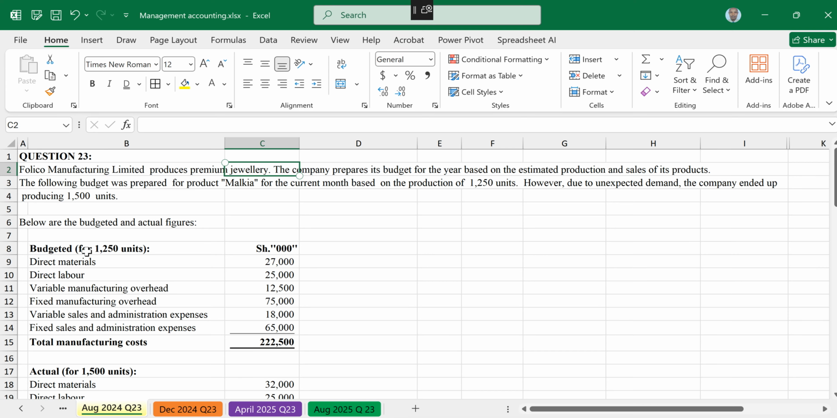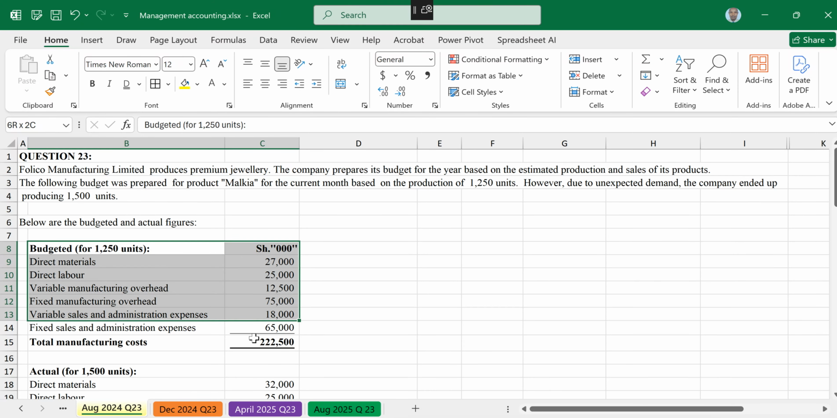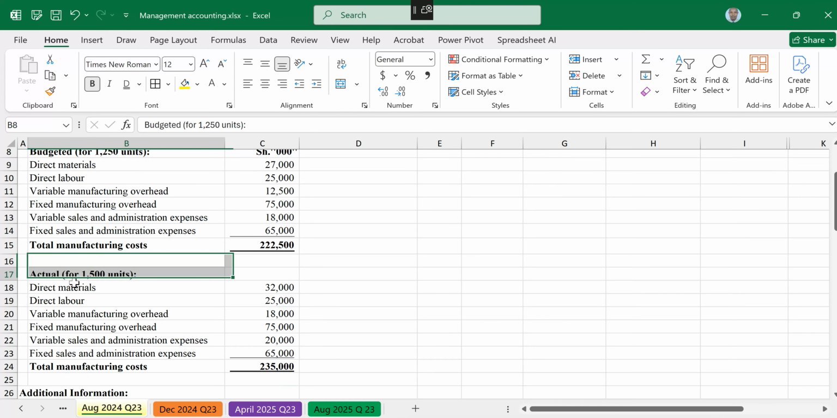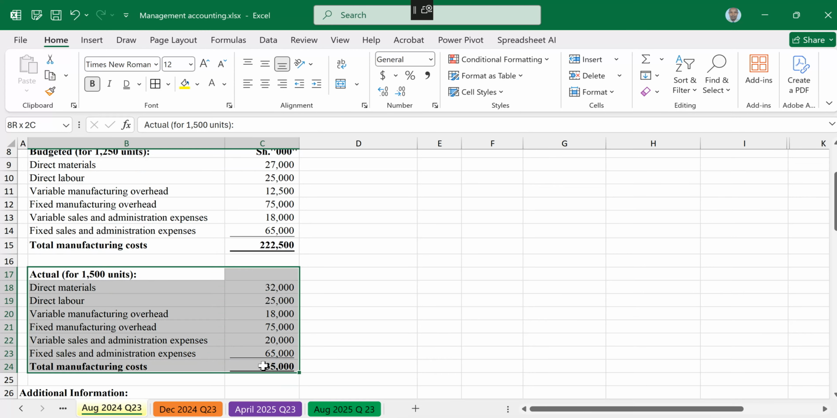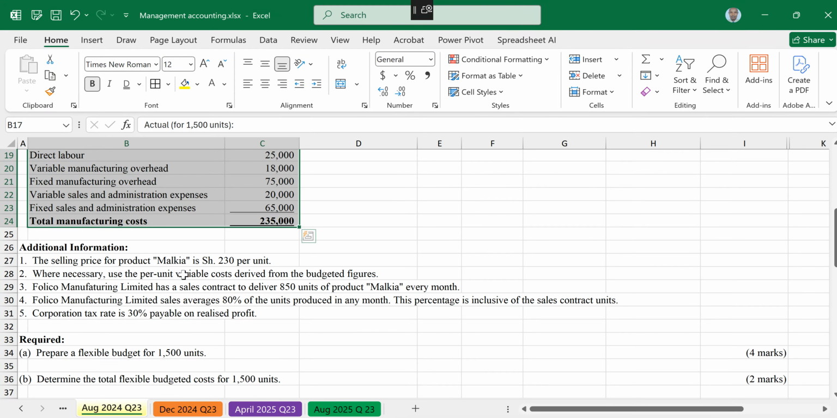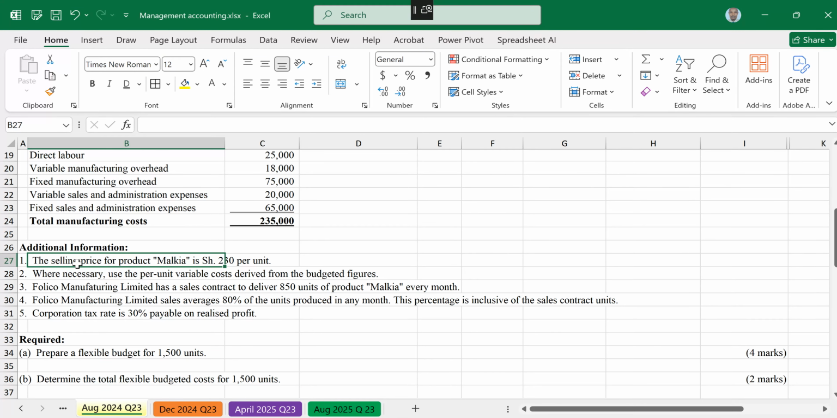So this is the budget based on 1,250 units. Then this is the budget based on 1,500 units. Additional information. The selling price of Malkia is 230. Where necessary, use the per unit variable cost derived from the budgeted figures.